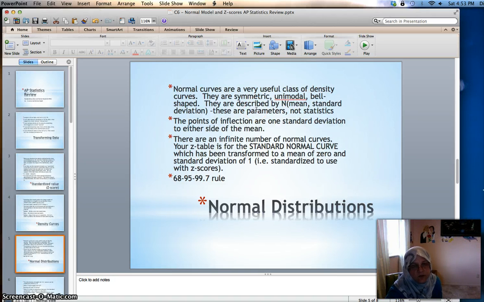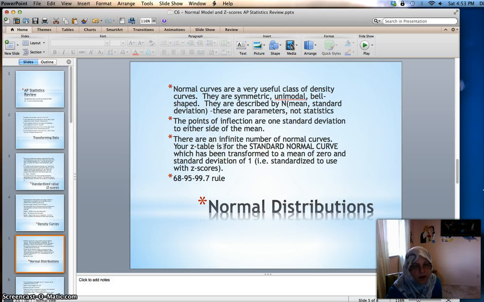Real data almost never is going to be perfectly normal. The points of inflection, which are the points on the curve on either side of the center where the curve changes from being convex to concave, are both 1 standard deviation to either side of the mean. There are an infinite number of normal curves.